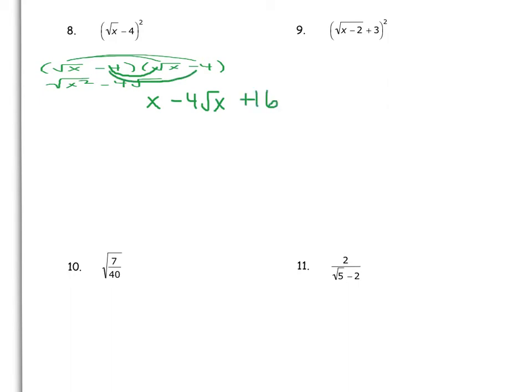We have square root of x squared is x. Two like radical terms combine to negative 8 radical x. And the 16. And with no like terms, we are finished.